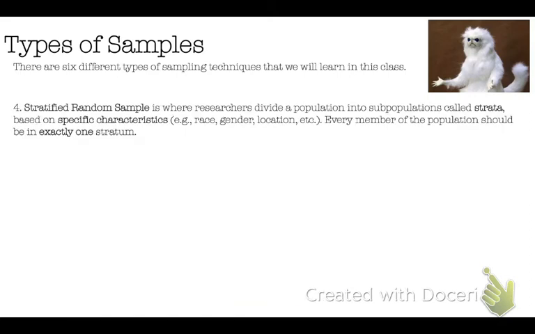Stratified random sample is where researchers divide a population into subpopulations called strata based on specific characteristics. So it could be race, gender, location, etc. Every member of the population should be in exactly one stratum.